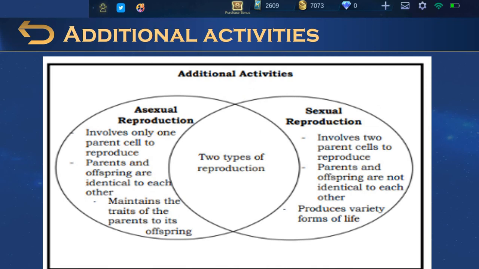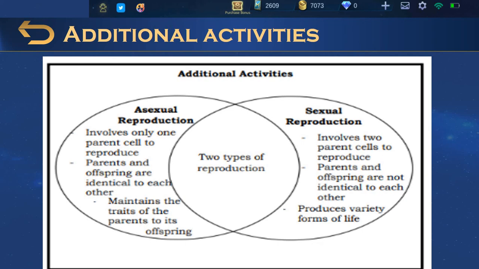For our answer, at the middle, we have two types of reproduction. On the left side, we have asexual reproduction, and on the right side, we have sexual reproduction. When we say asexual reproduction, it involves only one parent cell to reproduce. Parents and offspring are identical to each other and maintain the traits of the parents in all its offspring.